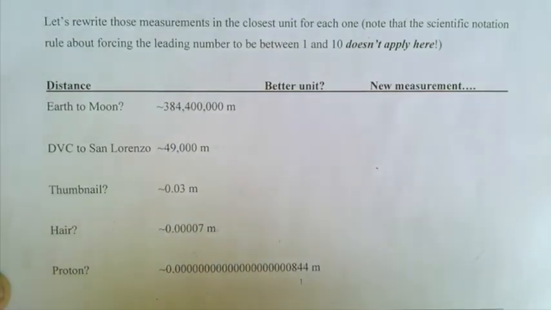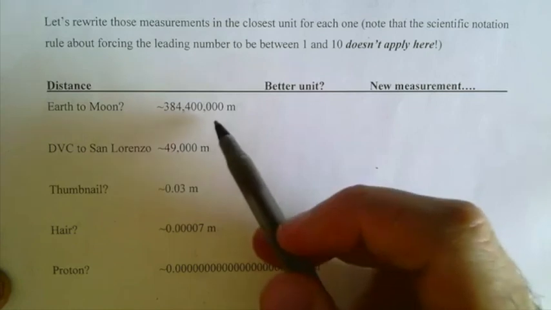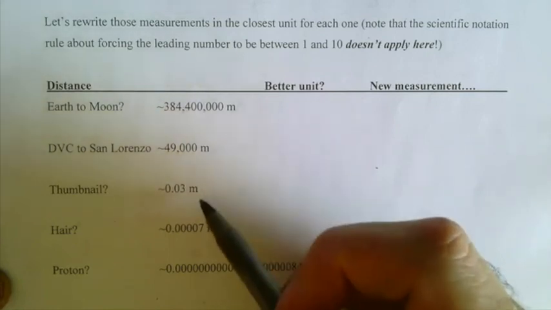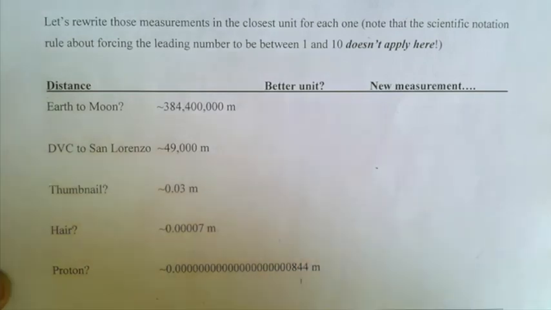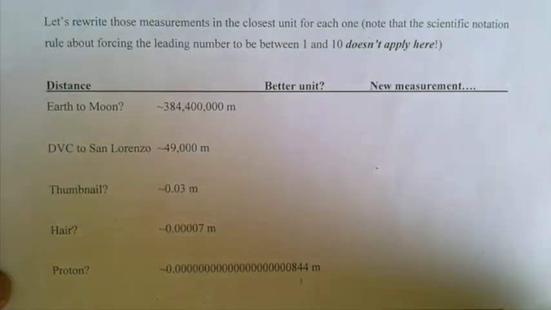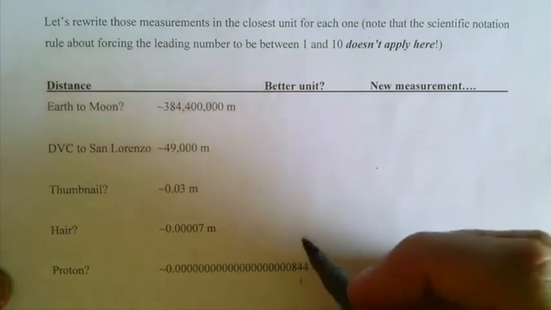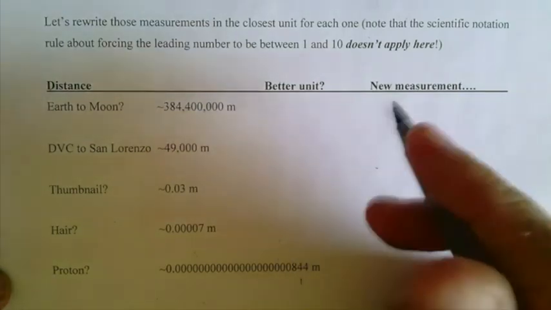If we think about what we did with scientific notation, we can get a sense of what some of the better units might be. This was 10 to the 8th. This was 10 to the 4th. This 10 to the minus 2. This 10 to the minus 5. This is 10 to the minus 21. Each of these things here would benefit from a unit that's near that same power of 10.